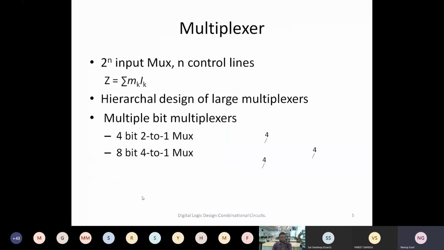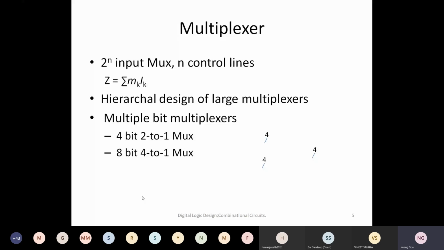Before going to that, at least a couple of things we have to understand: if the multiplexer has 2^n inputs, then the number of control lines required would be n. So if the number of inputs in my multiplexer is 8, I would require 3 control lines. Similarly, if the number of inputs is 16, I would require 4 control lines.